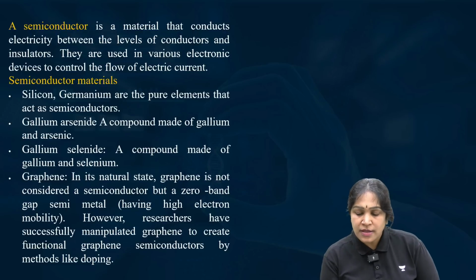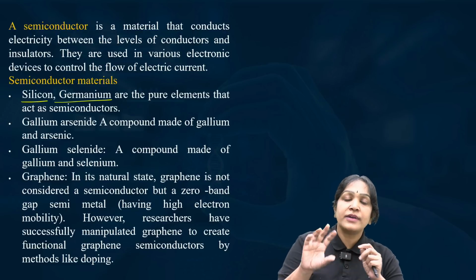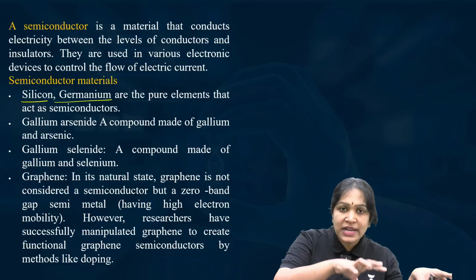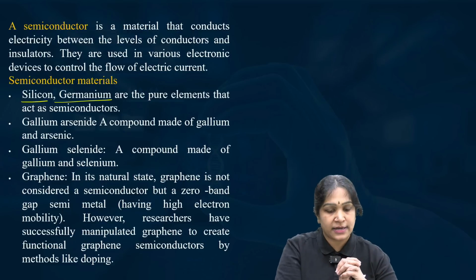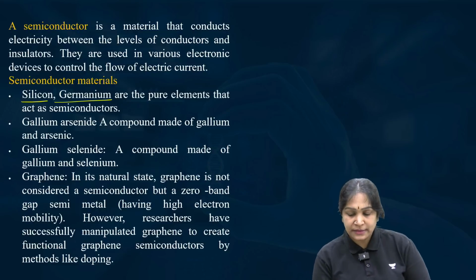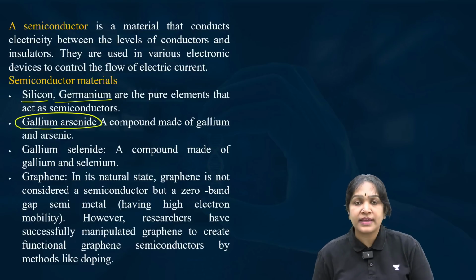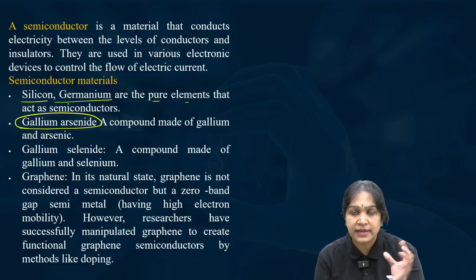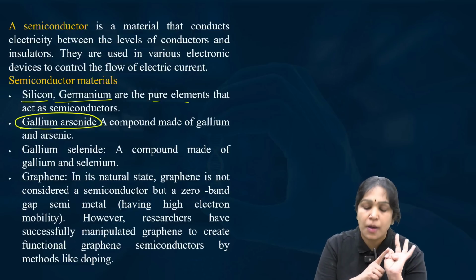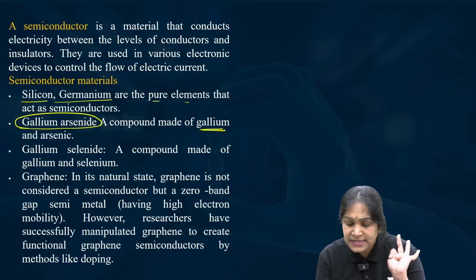Silicon, germanium, these are examples of pure elements, I mean, not an alloy. Purely silicon, purely germanium act as a semiconductor. Next one, gallium arsenide. This is not a pure element. It is a gallium plus arsenic combination. Is it clear? It is made up of gallium plus arsenic.